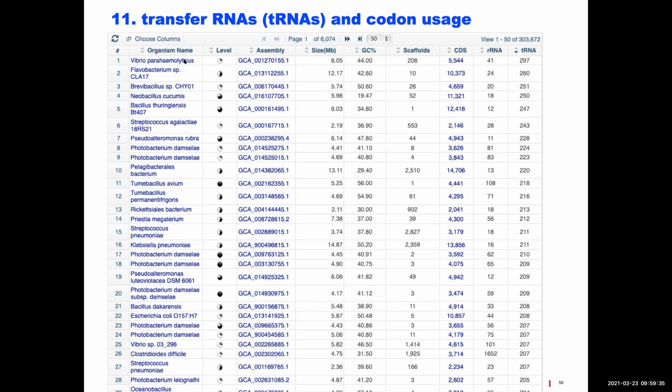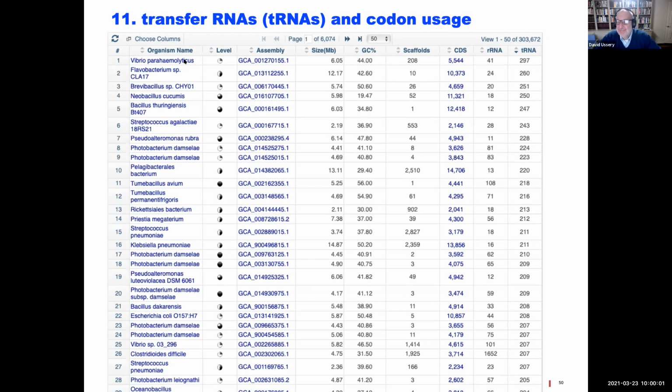Lots. How many amino acids are there? 20. You need one tRNA for each amino acid, right? Yes. Do you need anything more? No. So ideally, you need 20. That's the minimum that you need to live, right? Yes, at minimum. So Vibrio has 297.